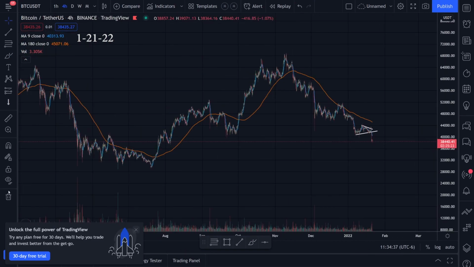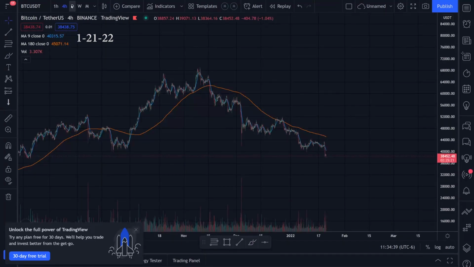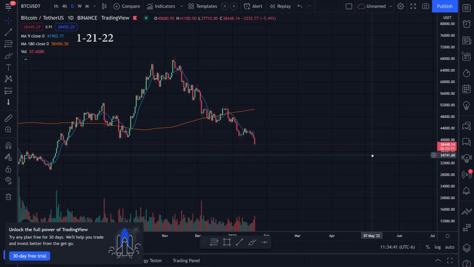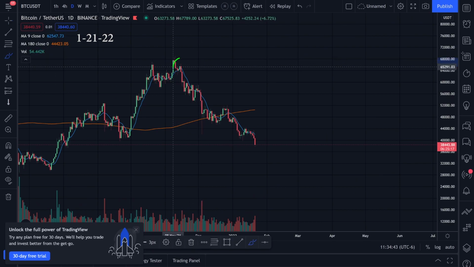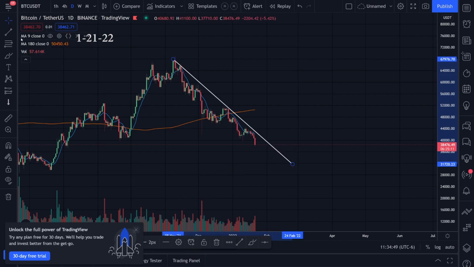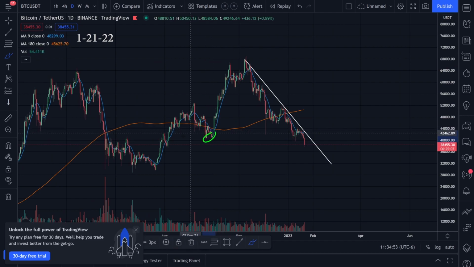Let's go ahead and delete that triangle pattern right there. Let's go to the daily time frame and let's draw a trend line from this resistance. I've been talking about this on my channel, and we go something like this until we break this downtrend going to the upside. I'll be looking at previous support levels. We just broke that 40k level that I've been watching for a long time. I was hoping we could hold support right here.